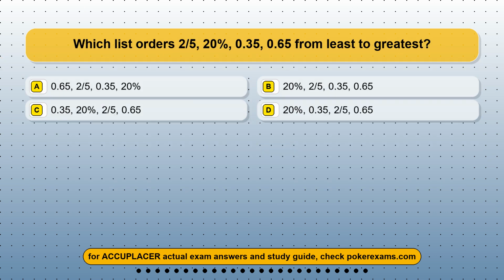Question 22. Which list orders 2/5, 20%, 0.35, 0.65 from least to greatest? Option A, 0.65, 2/5, 0.35, 20%. Option B, 20%, 2/5, 0.35, 0.65. Option C, 0.35, 20%, 2/5, 0.65. Option D, 20%, 0.35, 2/5, 0.65.